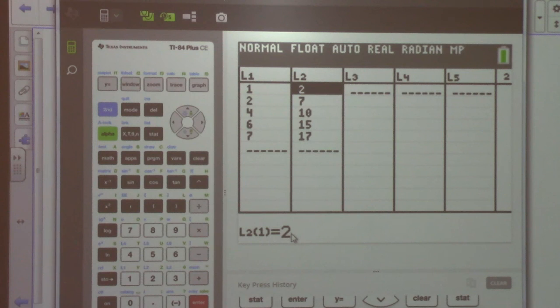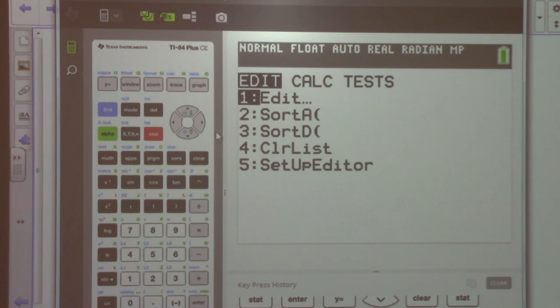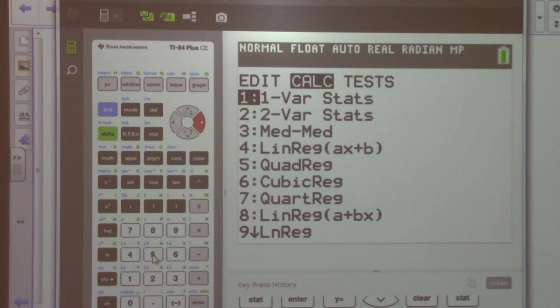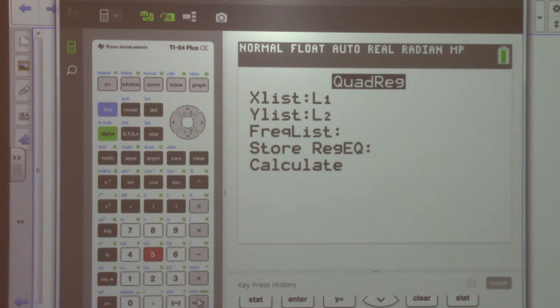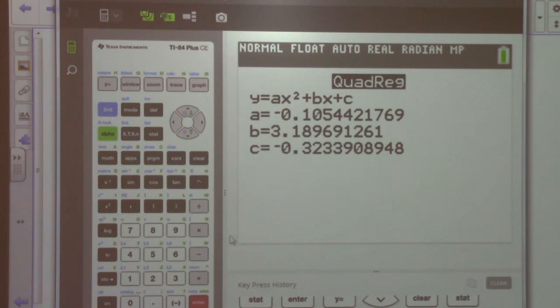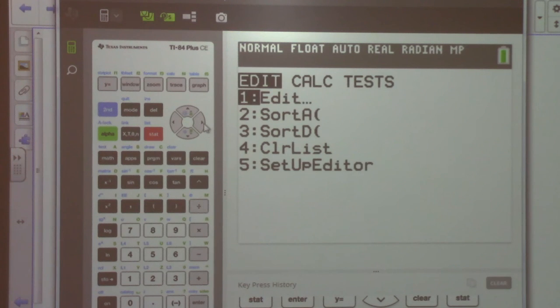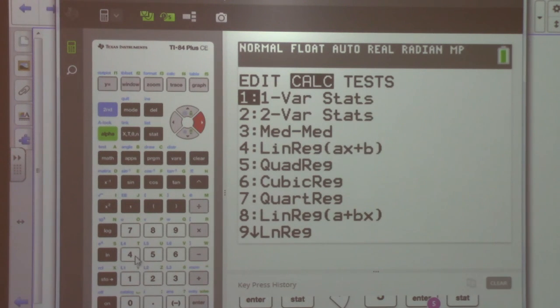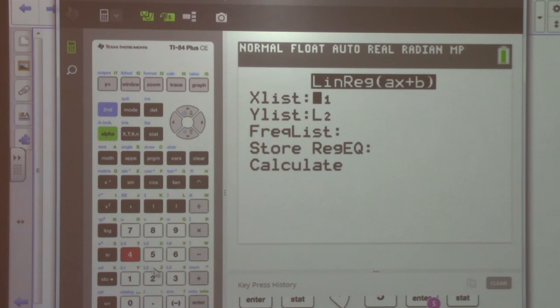How do you find the equation of a line? Stat Calc 4. Stat edit, Stat Calc 4. Oh, is that it? That's a quadratic regression. I've got to do a different one, right? Stat Calc 4. I put 5. This looks better, doesn't it?